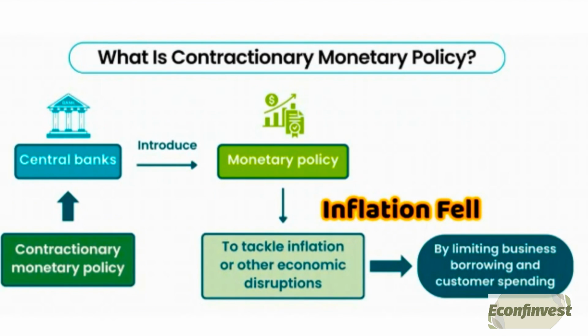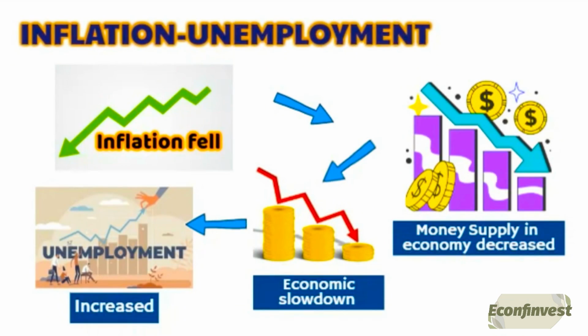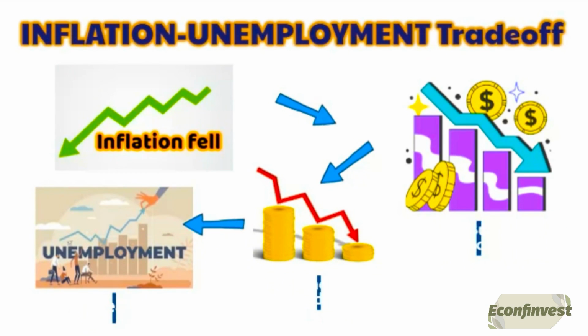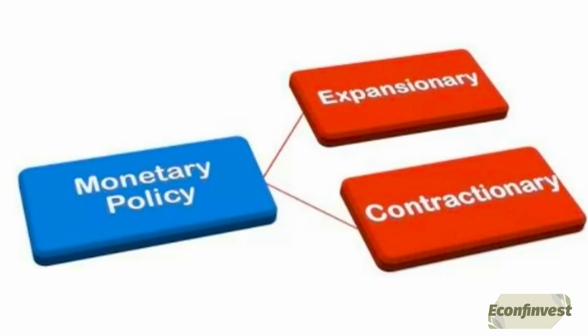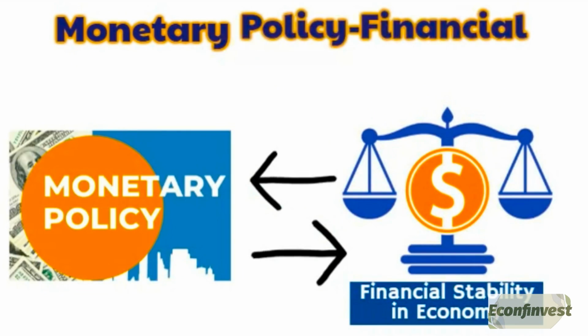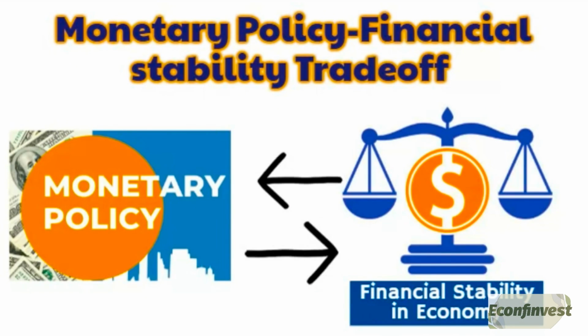If RBI implements contractionary monetary policy, it reduces inflation. Inflation decreases somewhat due to decrease in the money supply, but an economic slowdown occurs, which increases unemployment. This is called inflation-unemployment trade-off. If the RBI conducts contractionary and expansionary monetary policy, then financial instability occurs in the economy because sometimes the money supply increases and sometimes it decreases. So the central bank can either conduct monetary policy or achieve financial stability. This is called the monetary policy financial stability trade-off.